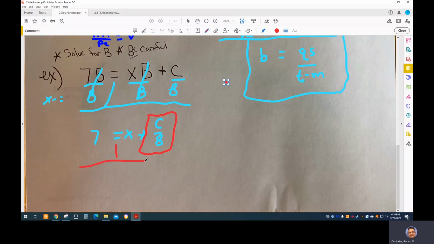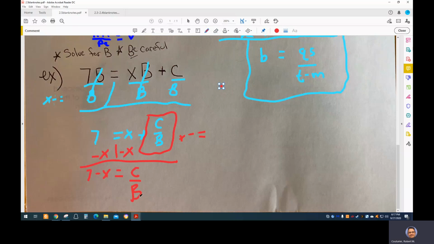Well, if we have a positive x, the addition subtraction property of equality tells us that if we want to get rid of a positive x, the opposite is subtraction. We do it to one side, we have to do it to the other. Notice that 7 and x are not common terms. They cannot be added together. All we can do is just rewrite them. 7 minus x equals C over B.